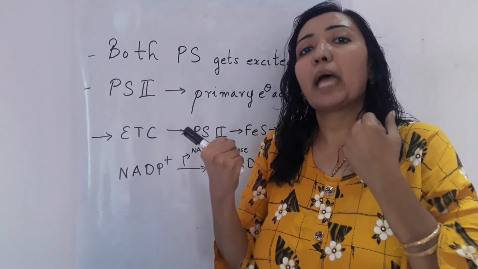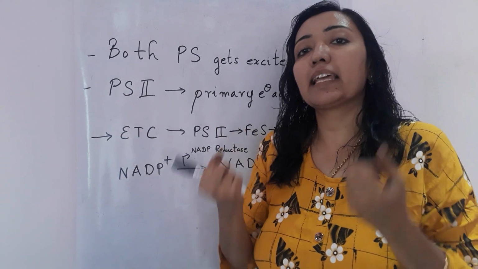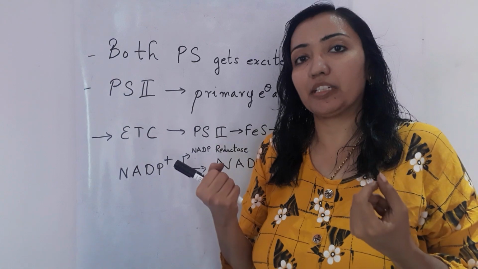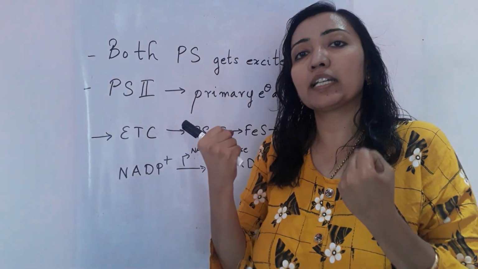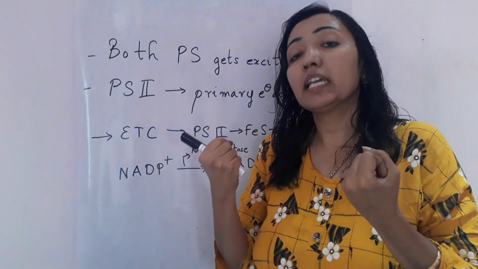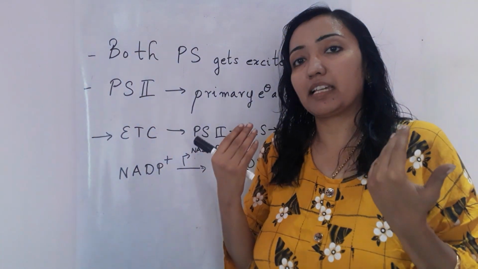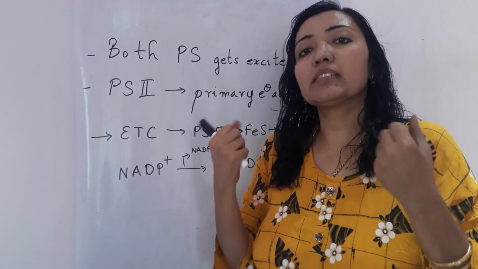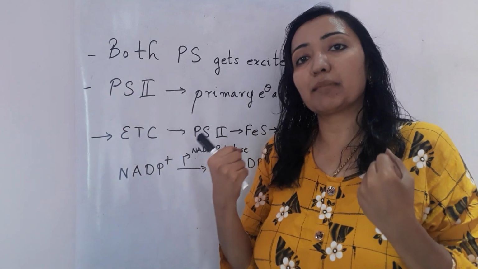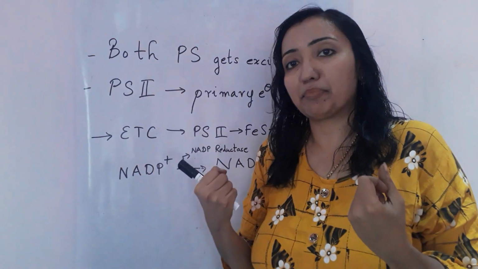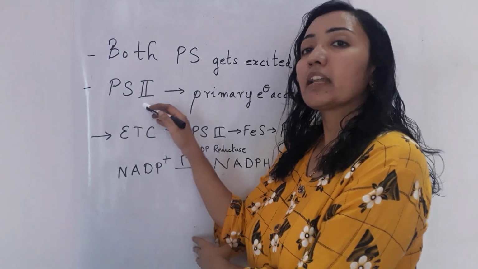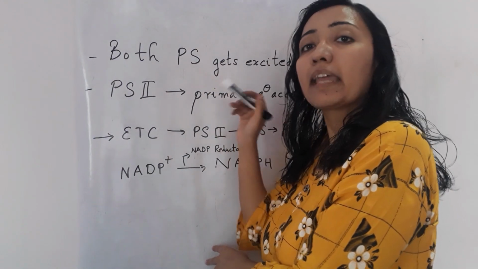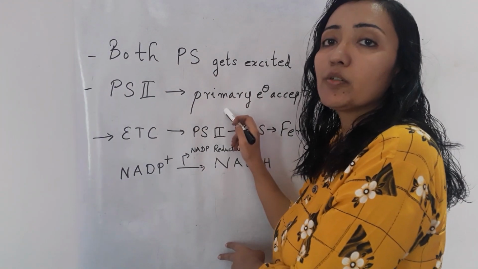If this is PS2 and PS1, both will become active, and it will excite the electron. This electron, when it comes back, releases energy. PS1 and PS2 have absorbed light energy, and the electron is excited, and when the electron comes to the ground state, it releases energy. Now this electron, in both the systems, is accepted by the primary electron acceptor. In PS2, when the electron becomes excited and comes back, it is accepted by the primary electron acceptor, and energy is also released, and this energy is also passed on.